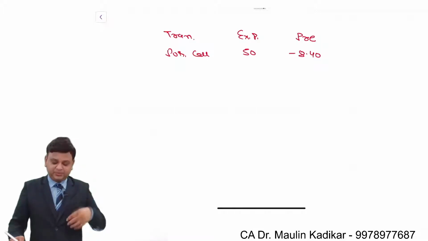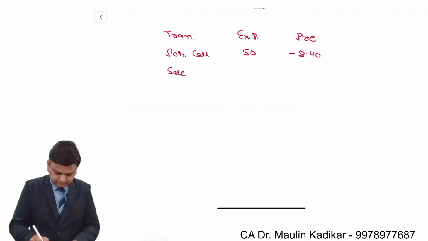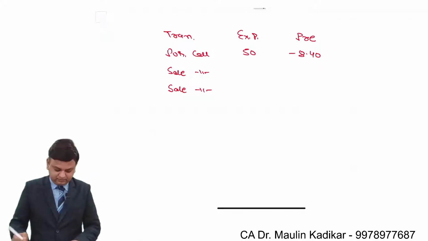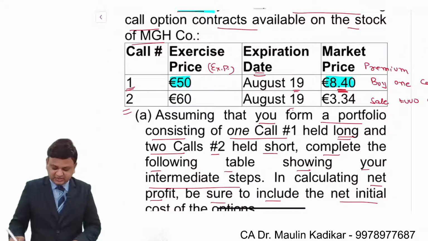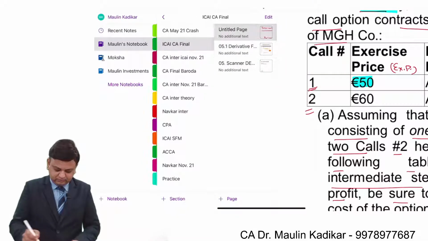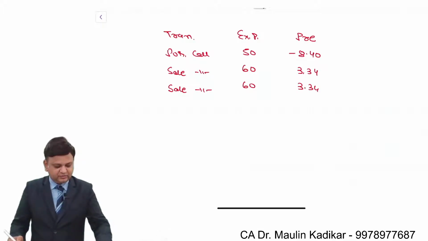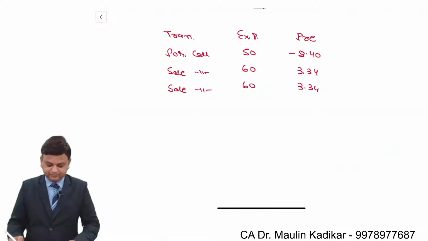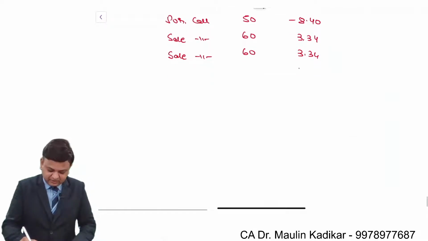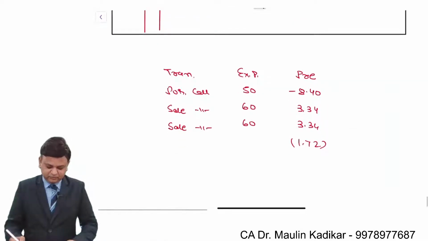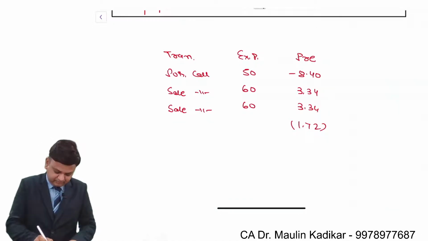Then you have sold two call options. So sale call and again sale call. In that case, you will receive premium of 3.34. So what will happen? 3.34 is received for 2 times minus 8.4. So the initial payment of the premium is 1.72. So that is the answer for the premium.